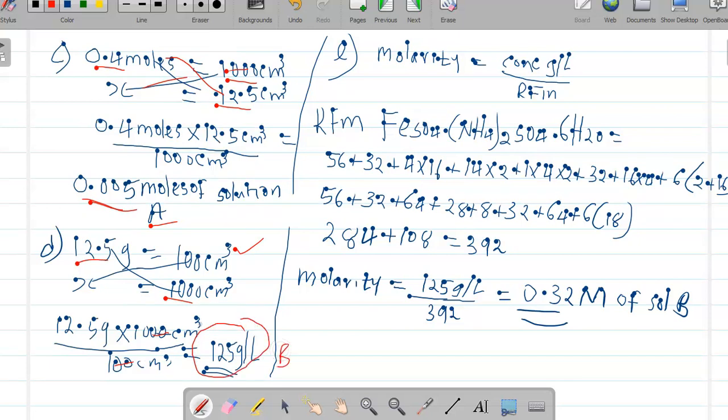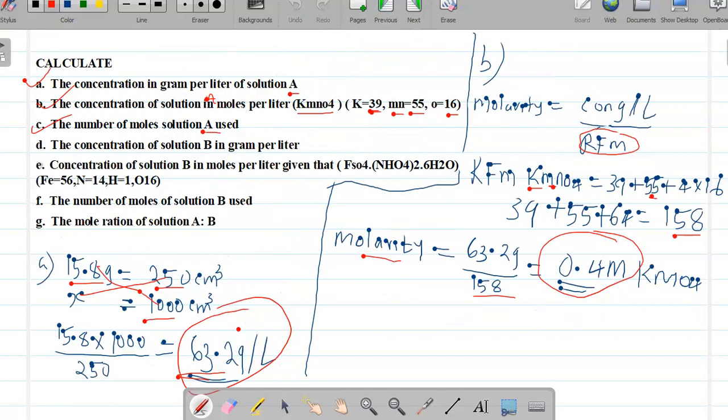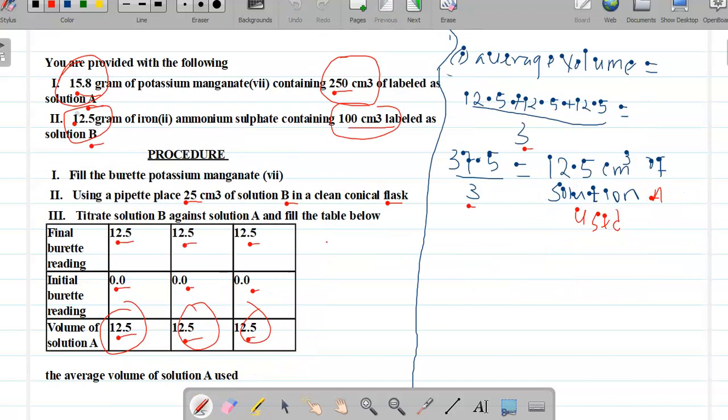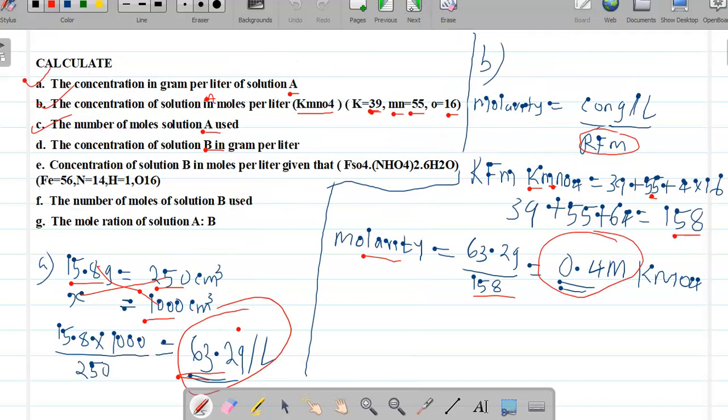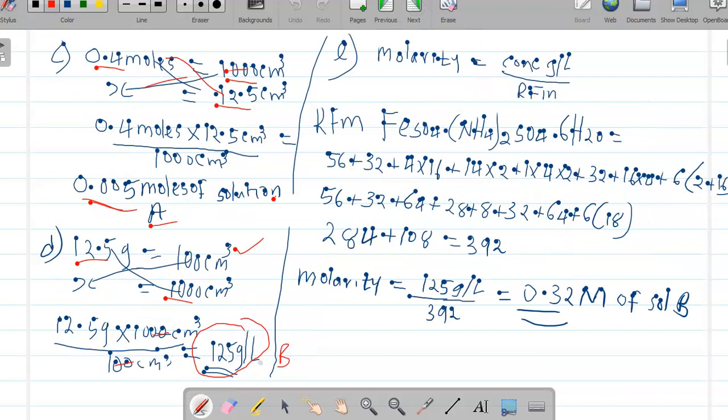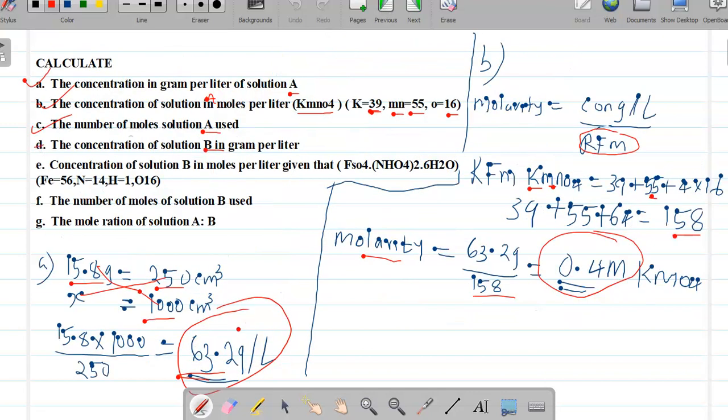That's how you do part D. The concentration of solution B in gram per liter, we have obtained it by equating the mass, 12.5 gram, to 100. What about 1000? That's what we have done in a simple way. Then we have obtained the answer as 125 gram per liter. Then the next question is question E. We have done D. Question E says concentration of solution B in moles per liter.